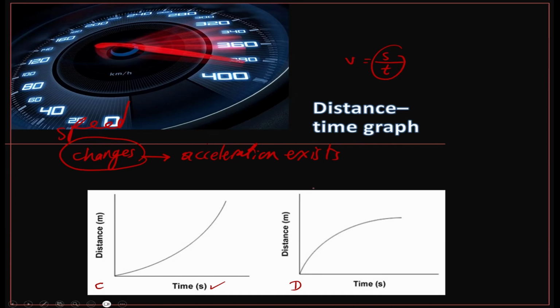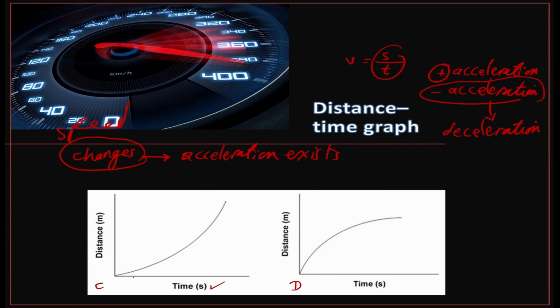This acceleration, as we remember, can be either positive acceleration when the speed increases, and we have the negative acceleration when the speed decreases, and this is called deceleration.